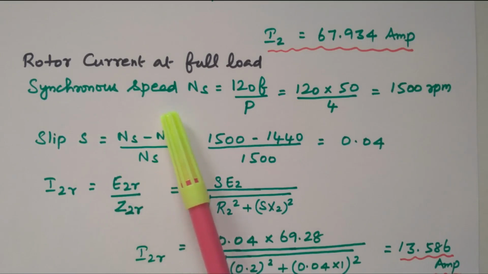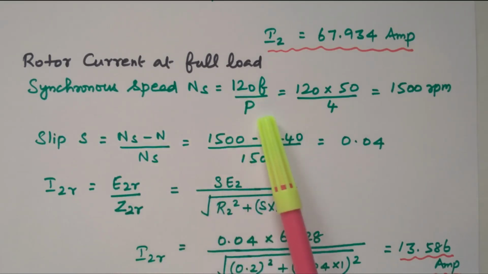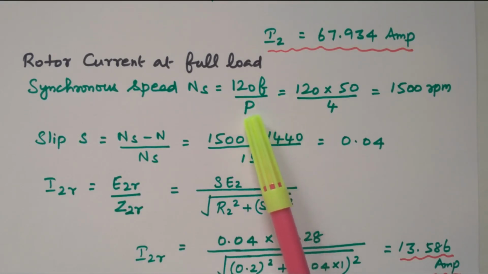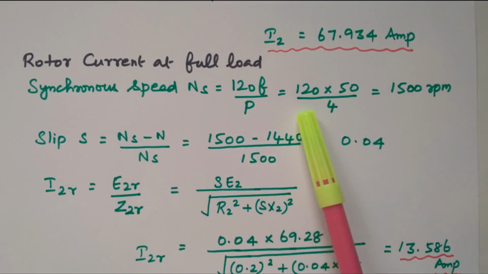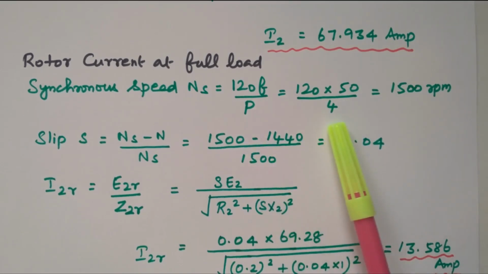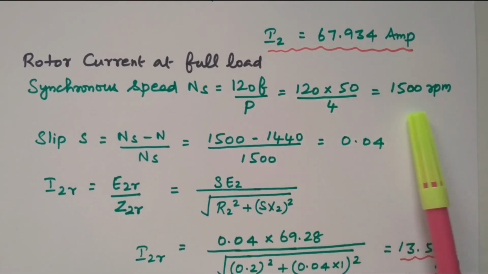Synchronous speed Ns equals 120 F by P, a very standard formula: 120 into frequency divided by number of poles. These two data are available. 120 into the frequency given, 50, number of poles is 4. So 120 into 50 divided by 4, what we got is 1500 RPM. So the synchronous speed of the induction motor is 1500 RPM.